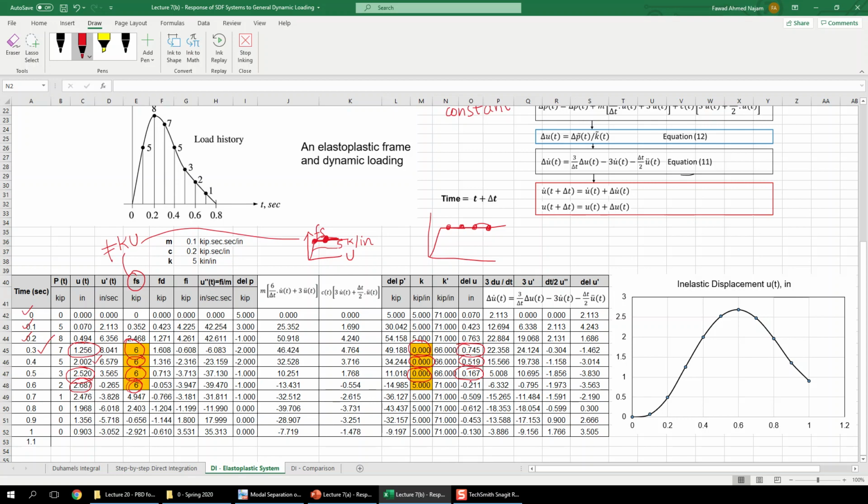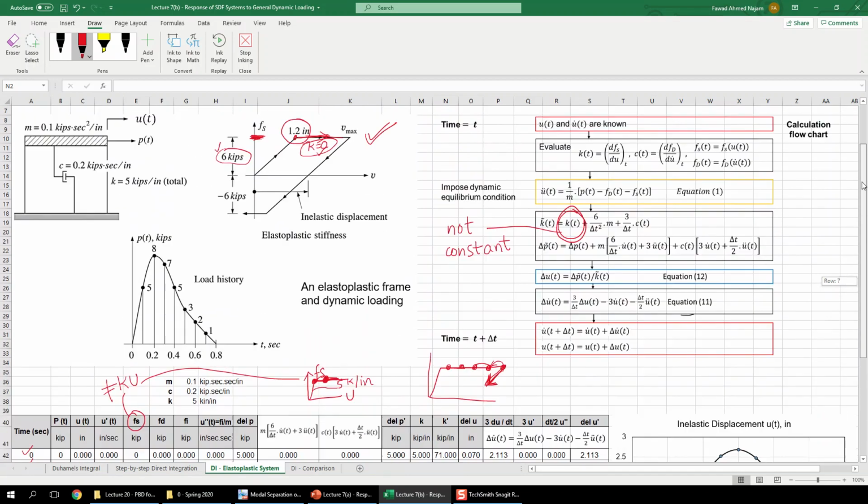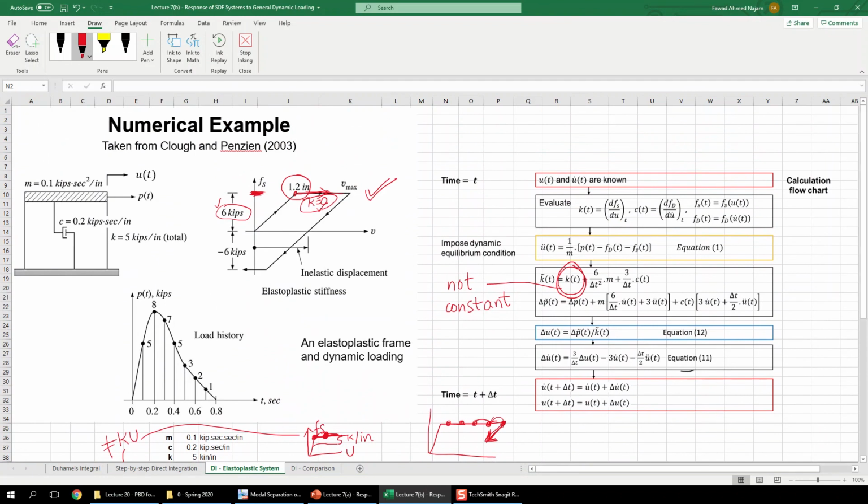But in this time step, just note that delta u is negative, which means that we came back and we are in the unloading phase. Let's say we were here in the previous step, now we are in the unloading phase and we went back in u. Since we are following the unloading case, which means we have reversed direction, in the reverse direction the K value is the same as the initial K value. So this is the K value, the same as this K.